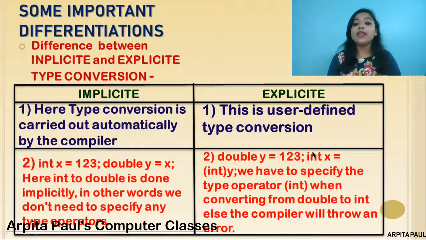Okay, this is called explicit type conversion. See the explanation, we have to specify the type operator, that is int, when converting from double to int. If we are not doing this, then what will happen? Else the compiler will throw an error. So basically, if we are not mentioning the type here, then the compiler will throw an error. Okay, so this is the basic difference between implicit type conversion and explicit type conversion.